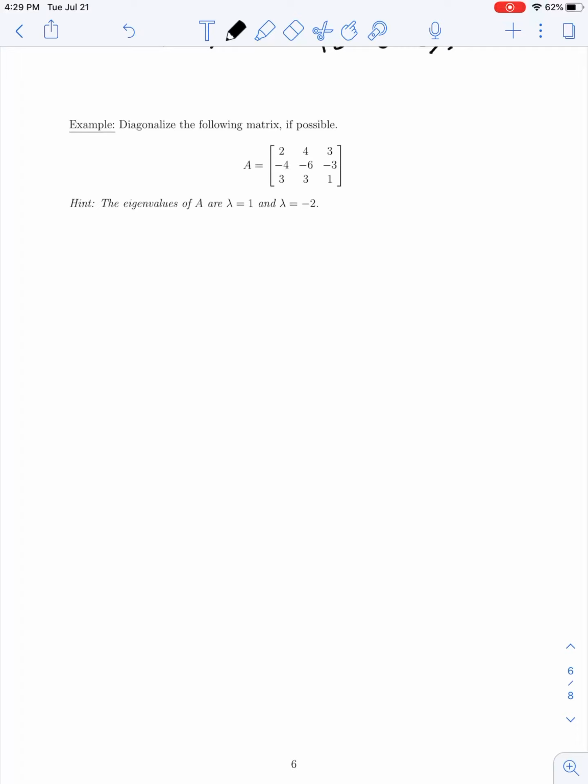In our next example, we have the exact same sort of problem. We're supposed to diagonalize the following matrix if possible. So it's, again, a 3 by 3. And as with the last example, we're given a hint. The eigenvalues of A are provided as 1 and -2. So let's see if we can find a set of 3 linearly independent eigenvectors. So this matrix is diagonalizable if and only if there exists such a set.